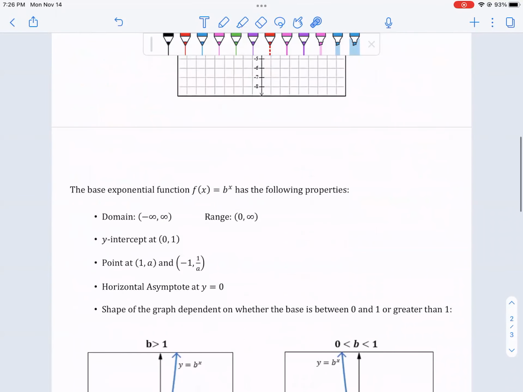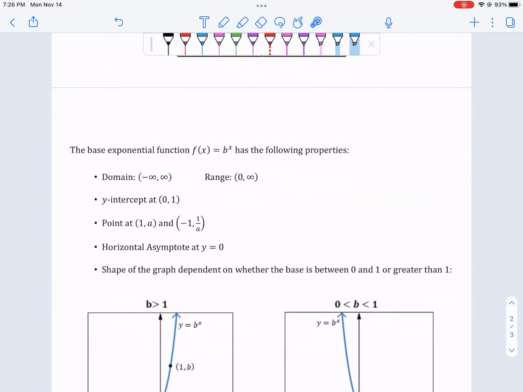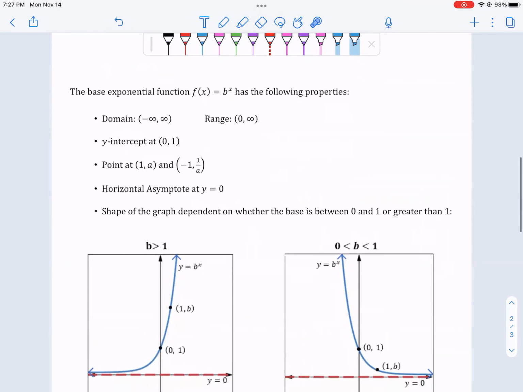So let's scroll down a little bit. The base exponential function, f of x = b to the x, has some fun properties here. The domain is everything. We can plug anything into an exponential function. It's always going to be -infinity to infinity. The range of an exponential function that hasn't been shifted around at all is going to be 0 to infinity. Those are the y values. The y values, they don't touch 0, right? We have a parenthesis, not a bracket. If we had a bracket, that would mean that we would hit the x-axis, and we don't. So that is not part of the range.